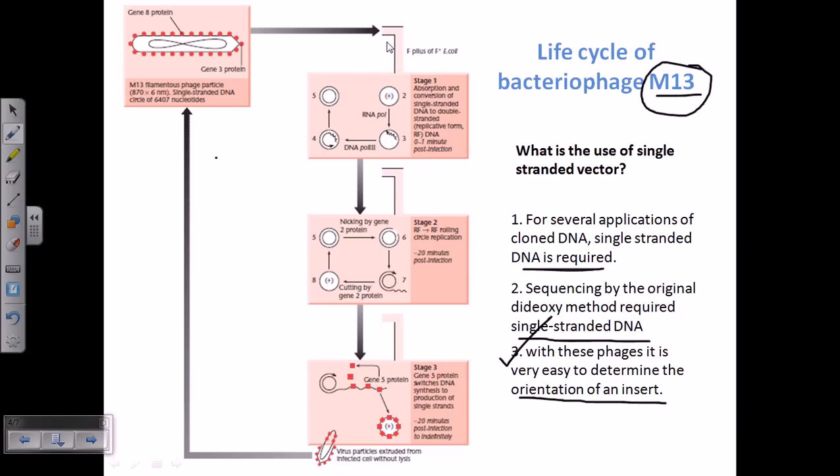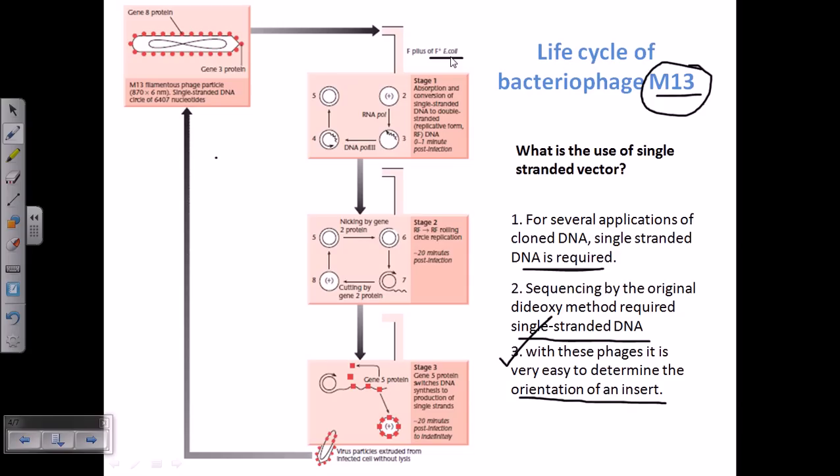Now, when we transfer this via the process of conjugation, we transfer this plasmid from the F plus E. coli to the F minus E. coli through the F pilus. After entering the E. coli cell, what is going on inside the E. coli cell? Let's find out.